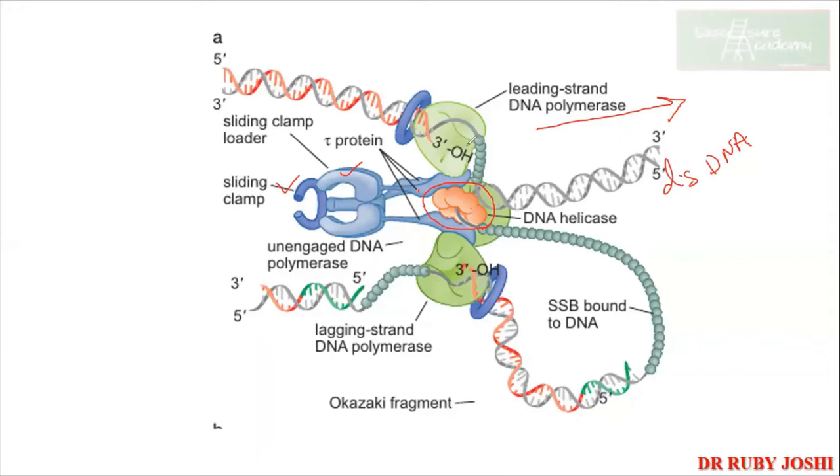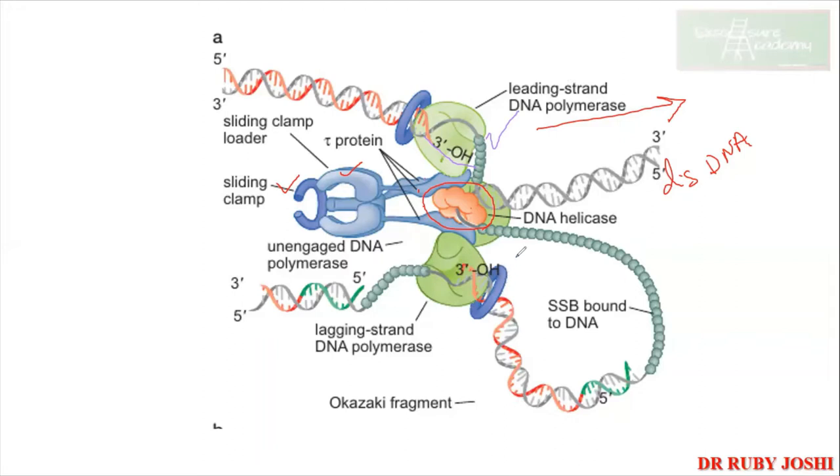Now this is clear: the DNA polymerase is there, the sliding clamp is there, and it is associated with synthesizing on this strand. So this portion is clear to you? Akshay, agree? Yes, ma'am. Now look at the second figure.